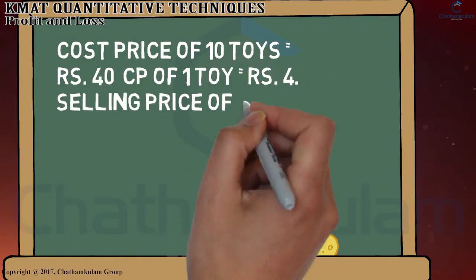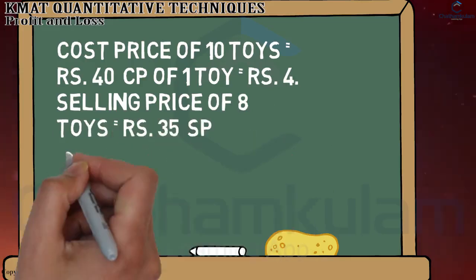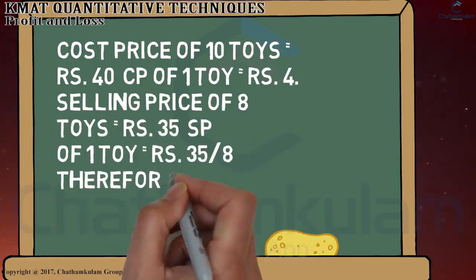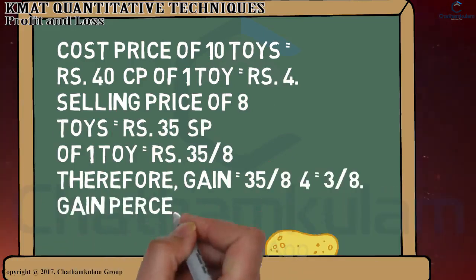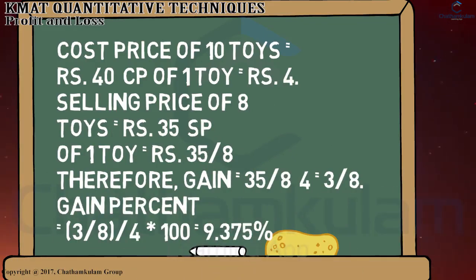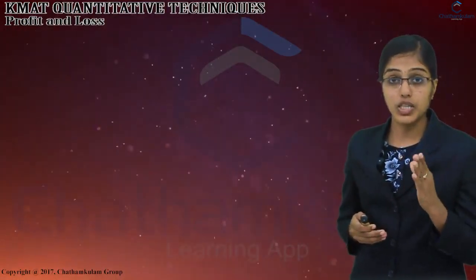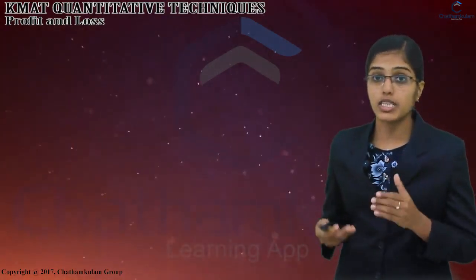And the selling price of 8 toys is equal to rupees 35. That is the SP of one toy is equal to rupees 35 divided by 8. So therefore gain is equal to 35 divided by 8 minus 4, that is 3 by 8. Then we have to find the gain percentage, so that is equal to 3 by 8 divided by 4 into 100, that is equal to 9.375%.